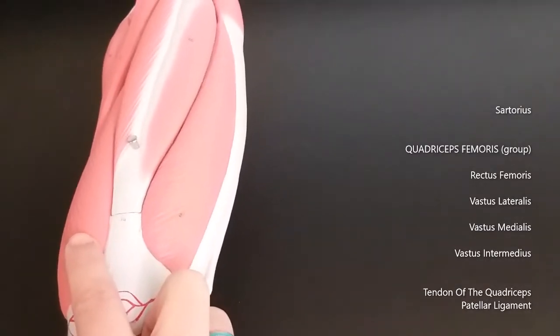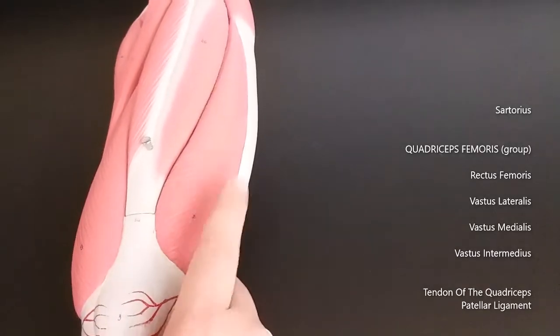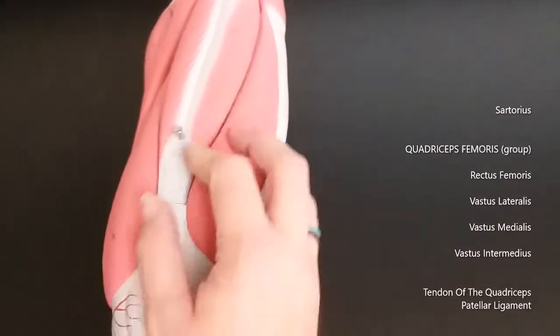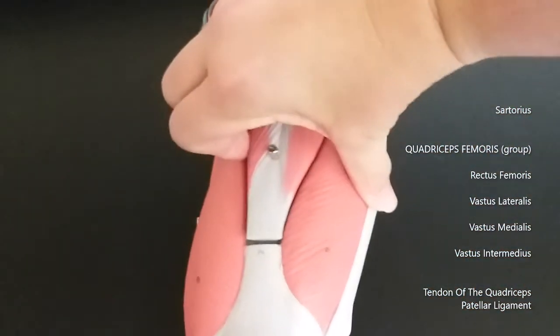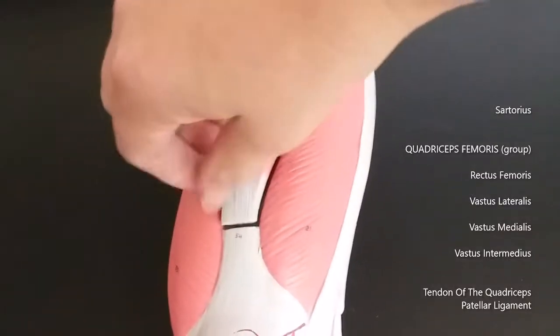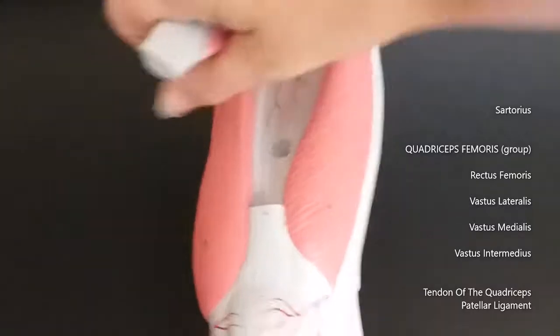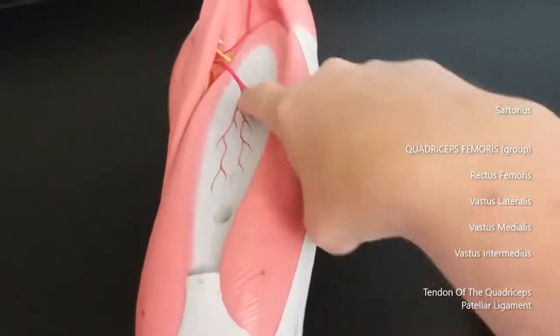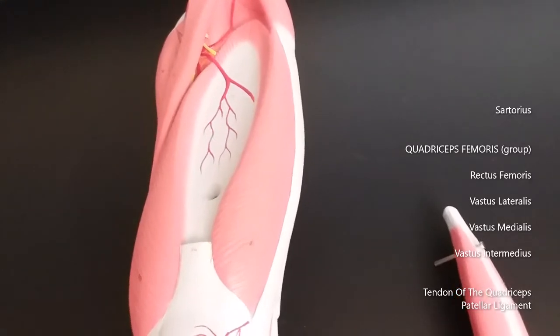And finally, we have the vastus intermedius. So that is intermediate between the medius and the lateralis. Okay, we can only see that if we remove the rectus femoris muscle. Right, so if we take this off right here, which is being a little bit problematic, we can see a muscle underneath. This would therefore be the vastus intermedius.